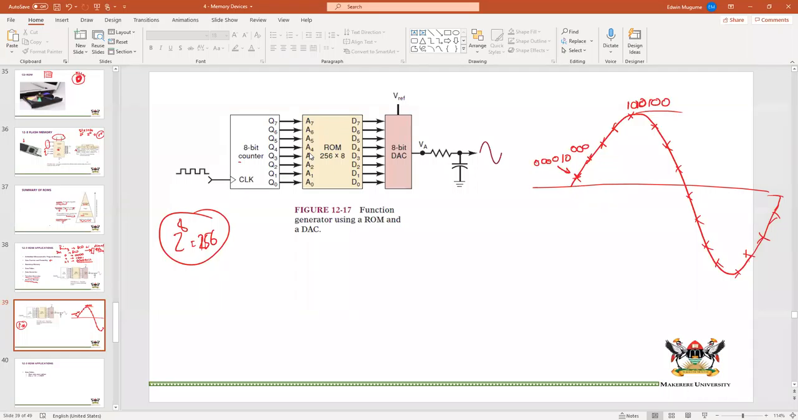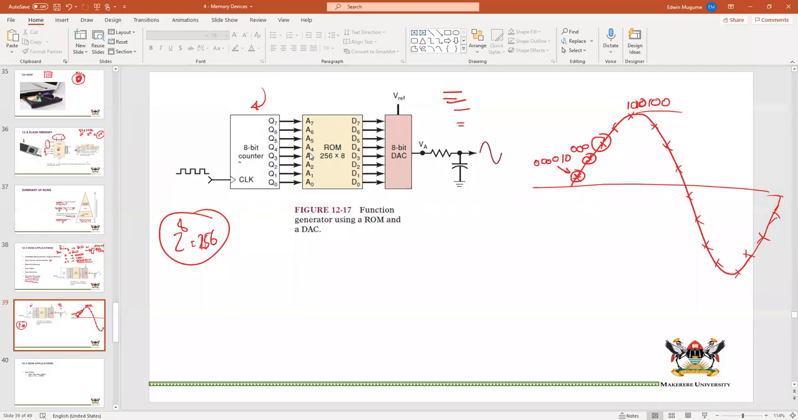Now you use the counter to count through those 256 points. Those 256 points are kept in the sense that in the first part of the memory you store the first point, in the next register you store the next point, in the next register the next point, and so on and so forth.